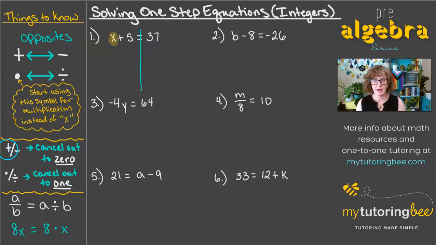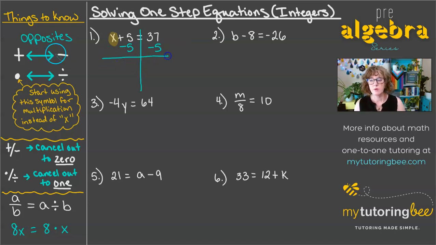Whenever something is being added or subtracted to the variable, we want to cancel it out to 0, meaning that we want to do whatever it takes to get what is being added or subtracted to the variable to equal 0. So in this case, that's going to be subtracting 5, because positive 5 minus 5 equals 0. Now, whatever we do on this side, we have to do on this side as well, because this is an equation. Each side equals each other, right? That's what the equal sign means. So if we take away from one side, we have to take away the same amount from the other side.